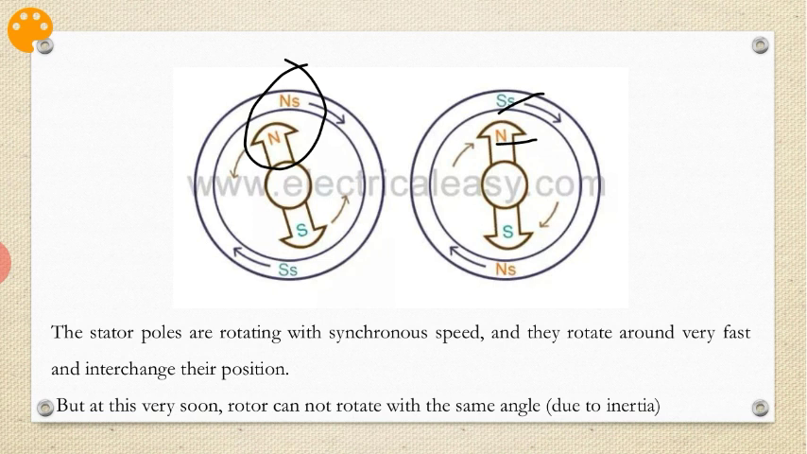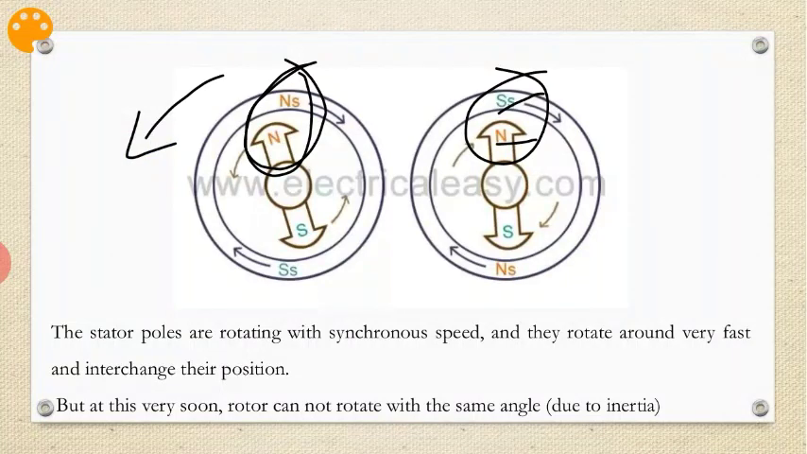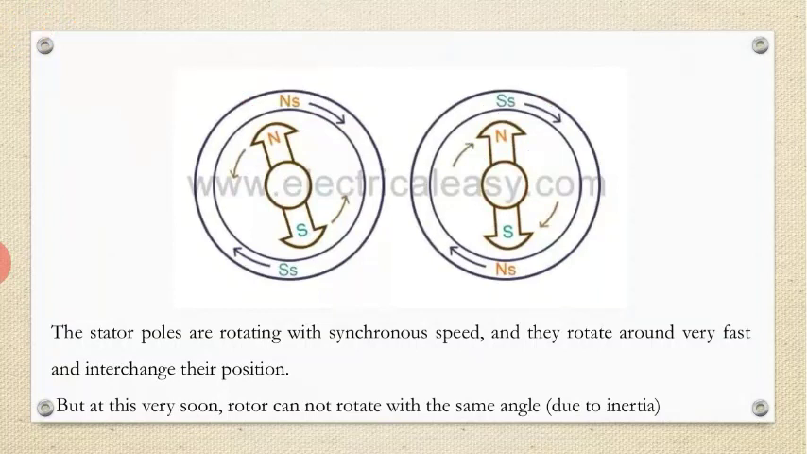So I conclude this one is repulsion force and this one is attraction force. The repulsion force will be in this direction because of N and N, and the attraction will be in this direction. So the rotor cannot rotate with the same angle. Due to the inertia, the rotor will not rotate, because it will be stationary only.